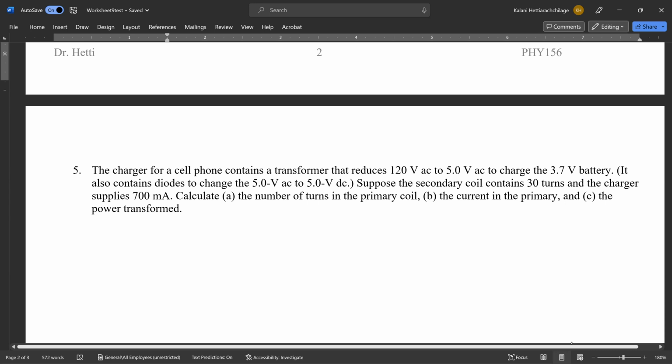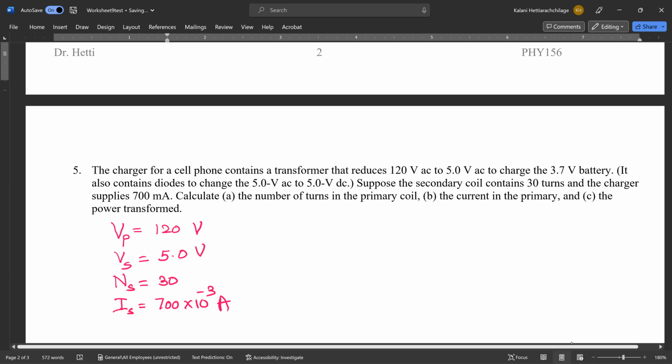So now we have the primary coil and the secondary coil here. What is given here? We have the voltage of the primary coil, that is the 120, right? That's the coil that you transform into 5 volt in the secondary coil. In the secondary coil we have 5 volt. In addition, it says the secondary coil contains 30 loops, that means the number of loops in the secondary coil is 30, and the charger supplies this much current. That means the secondary coil current is 700 milliamps, or 700 times 10 to the negative 3 amps.